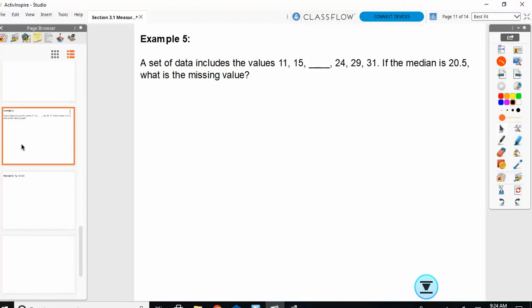All right, let's look at this one. A set of data includes the values 11, 15, blank, 24, 29, 31. If the median is 20.5, what is that missing value? I gave you the set, and I'm trying to figure out what this value is right here. What's the median? It's 20.5. We find the median by finding the middle. These are in order, so the middle would be right here. If it's not an actual value, what do you have to do with it?